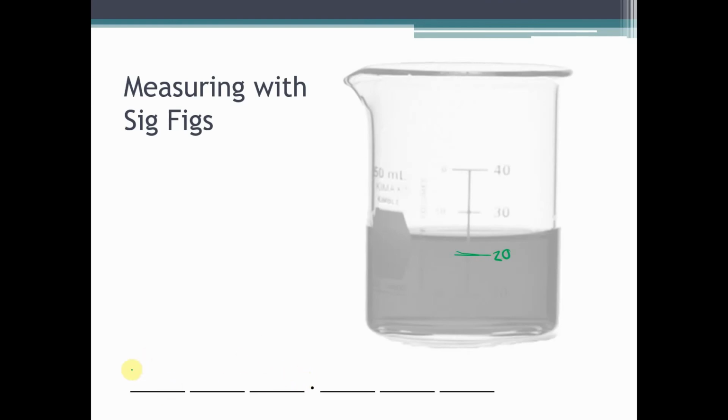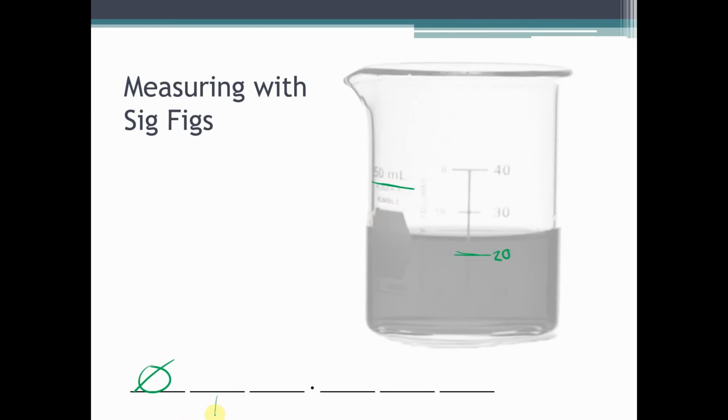So let's start with the hundreds place. We can see right here that this beaker holds a maximum of 50 milliliters. So there are definitely fewer than 100 milliliters in this beaker. So as far as what to put in the hundreds place, it has to be 0. It cannot be a number because we don't have 100 milliliters.